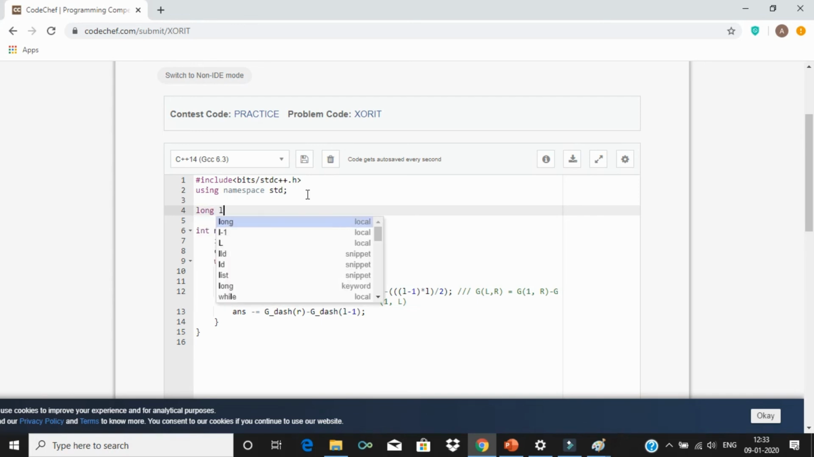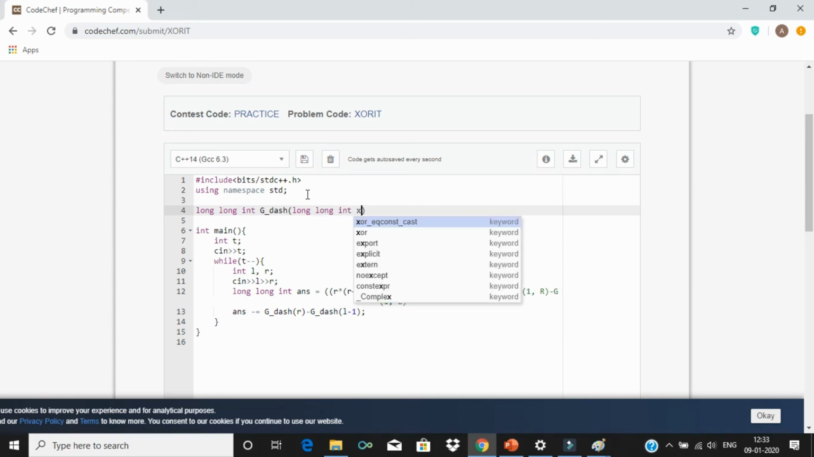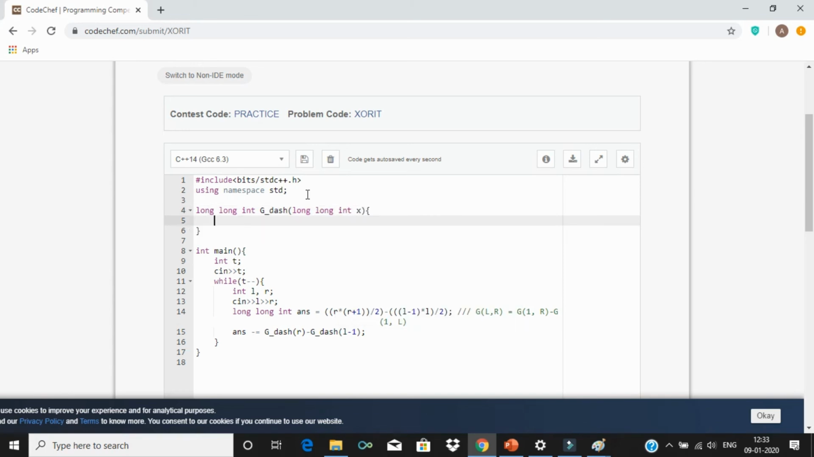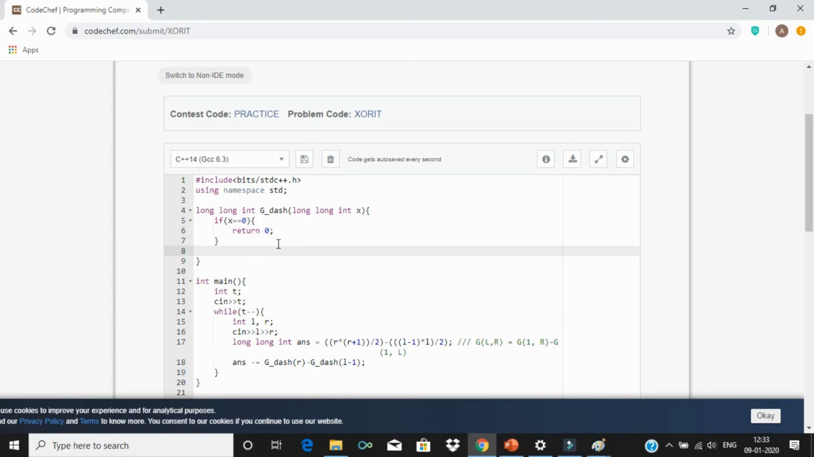So now writing the function g dash, long int g dash, it takes some long integer input parameter x. Now to compute this is a recursive computation. If x is 0, this is the base case, we will return 0. Why? Because for 0 the answer itself will be 0, because there will be no value for a in this case.